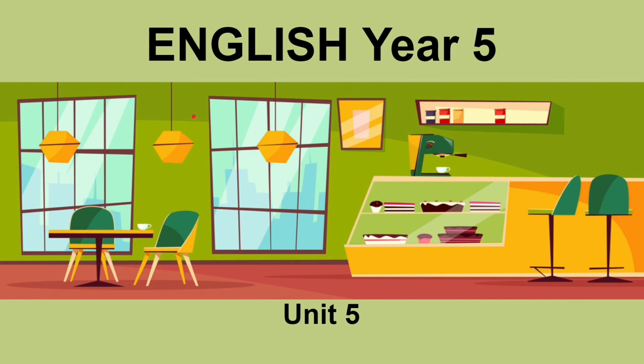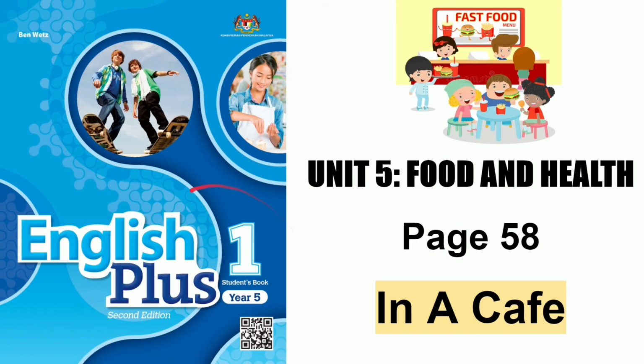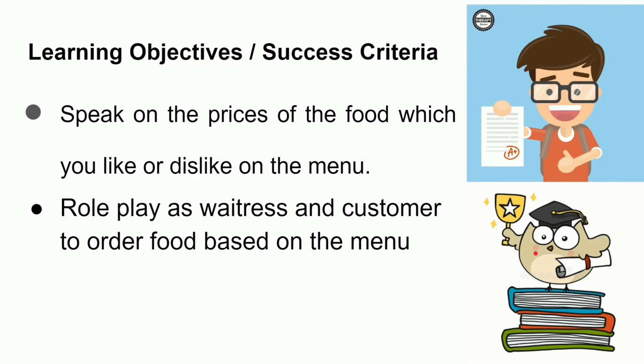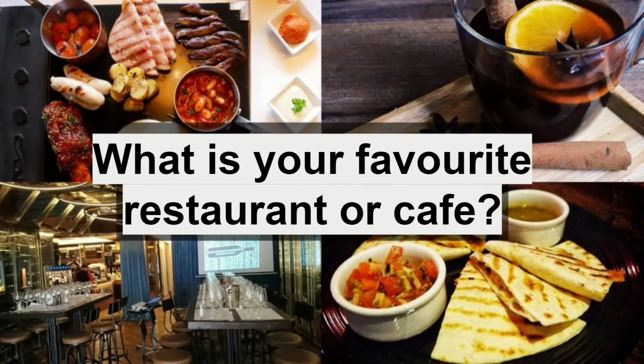Hello, Year 5 pupils. Welcome to another episode of our lesson. Today we're looking at Unit 5. Take out your English Plus 1 Year 5 textbook and turn to Unit 5, Food and Health, page 58, in a cafe. There are 2 learning objectives or success criteria you should achieve in today's lesson. Number 1, speak on the prices of the food which you like or dislike on the menu. Number 2, role play as waitress and customer to order food based on the menu.